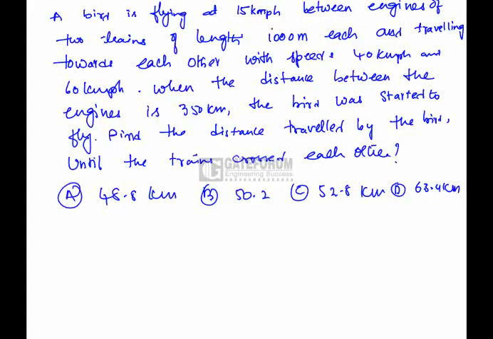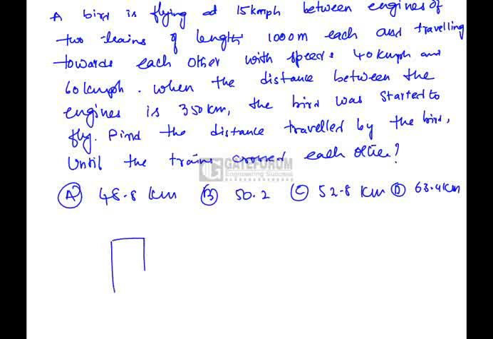A bird is flying at 15 kilometers per hour between the engines of two trains of length 1000 meters each and traveling towards each other with speeds 40 and 60 kilometers per hour. When the distance between the train engines is 350 kilometers, the bird started to fly. Now we have to find the distance traveled by the bird until the trains crossed each other.